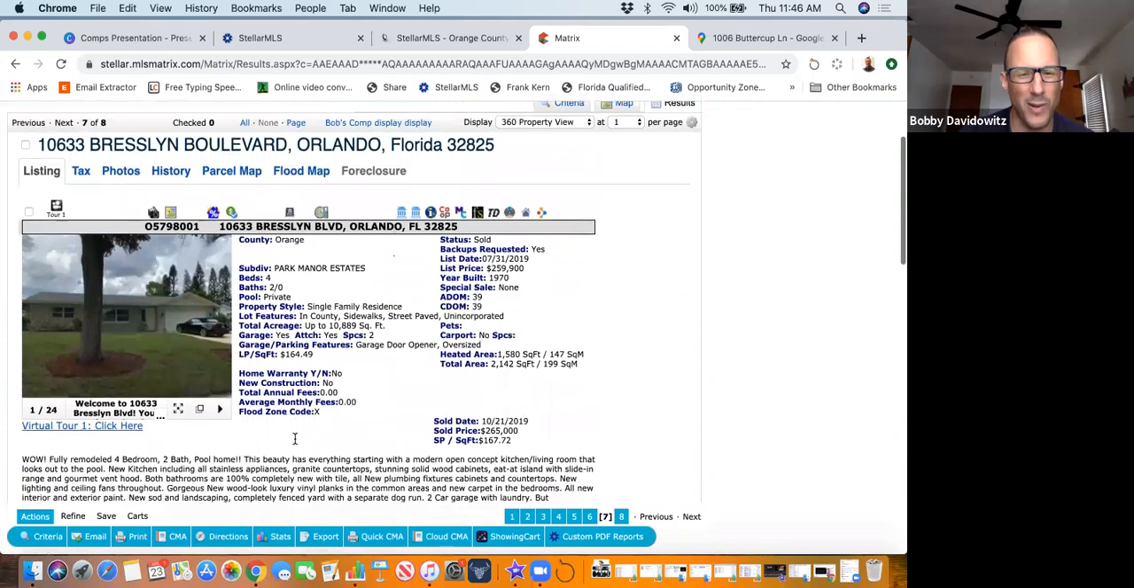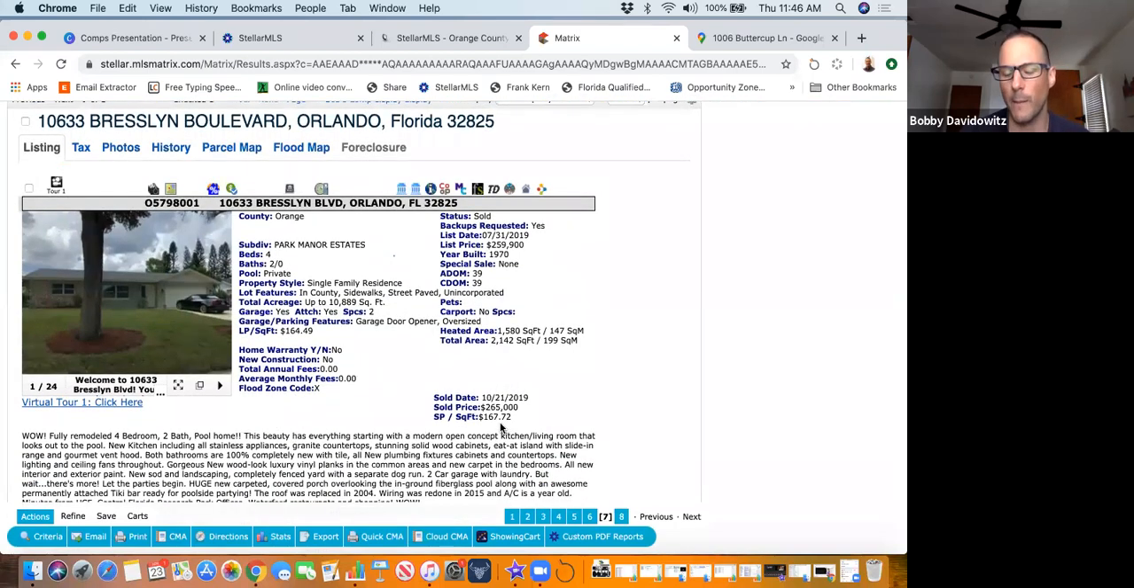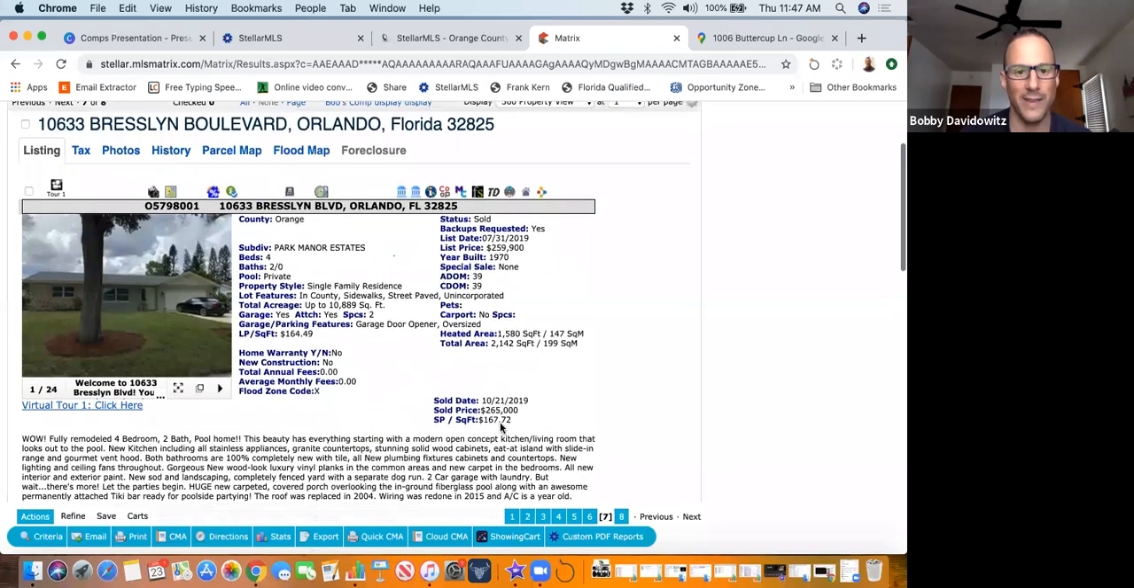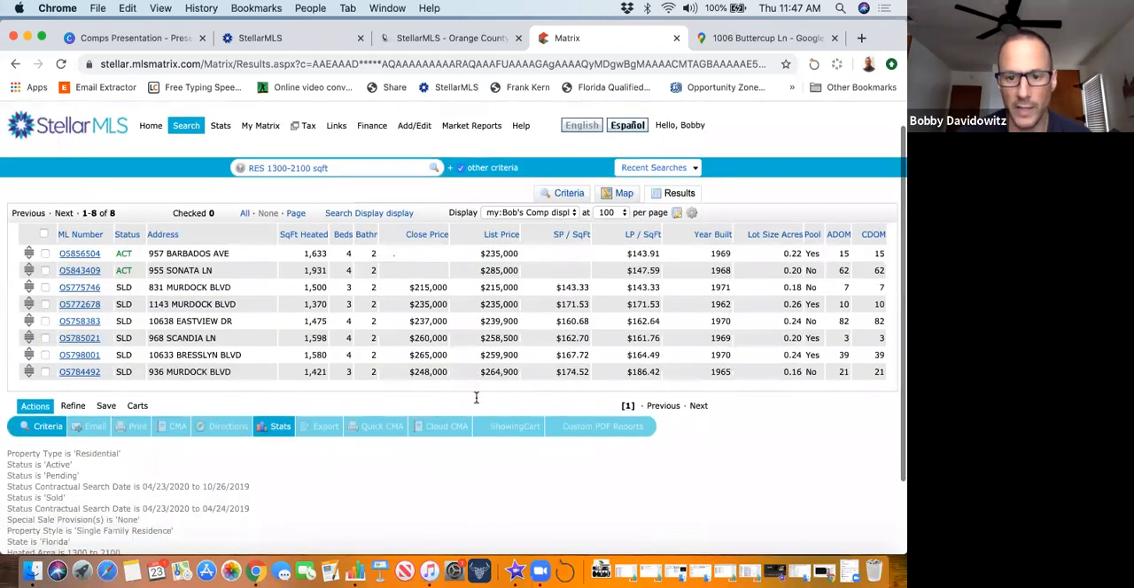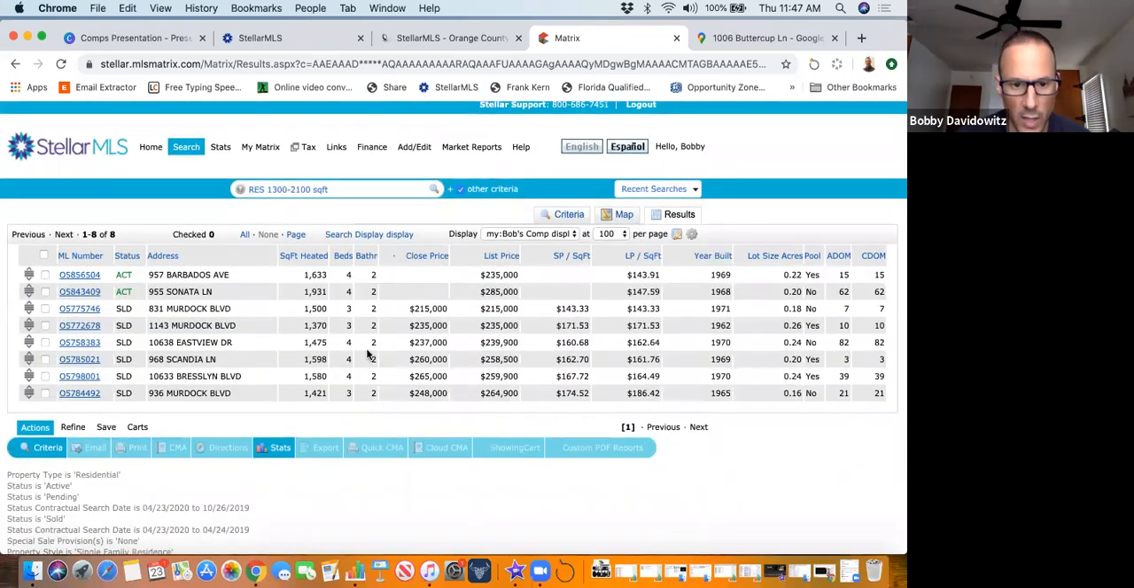I think this property's nicer. I don't think that I want to compare $165 a square foot with mine just quite yet, because I think this property is nicer than mine. Okay. So let's look at this one here, which is also a 4.2. It's a little bit smaller. So 1970, no pool, took 82 days to sell. And let's look at that one. That one's at 160 a square foot.